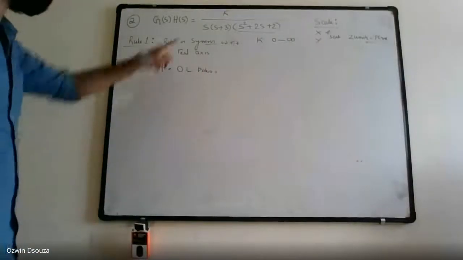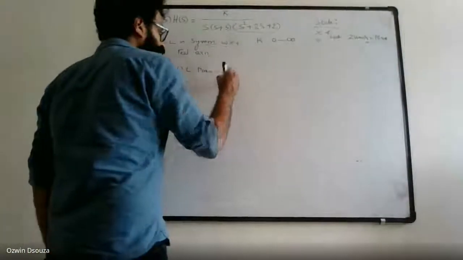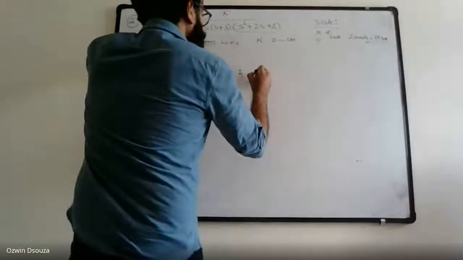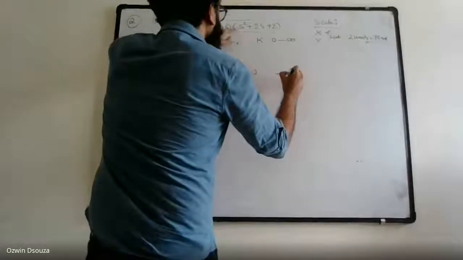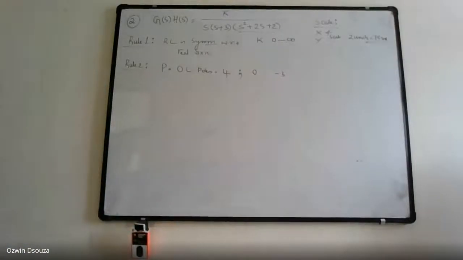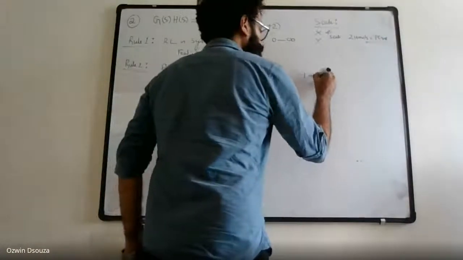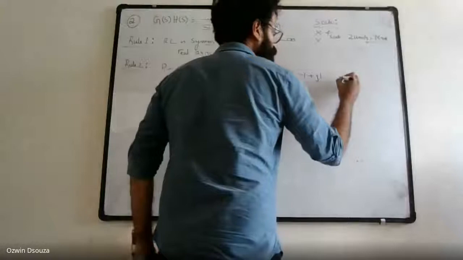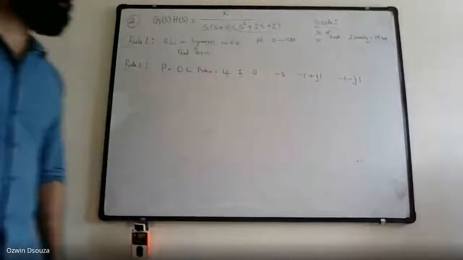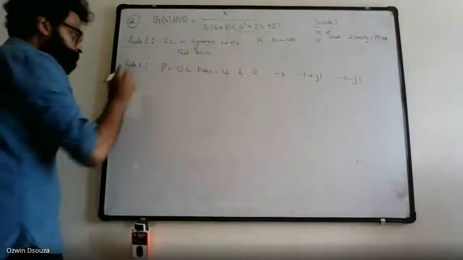How many open loop poles do you have? 4, right? One, two, and two roots. So totally you have 4 open loop poles, and they are 0, -3, and the roots of s² + 2s + 2, which give -1 + j1 as the first root, and the second root is the conjugate, -1 - j1. So that's about P.